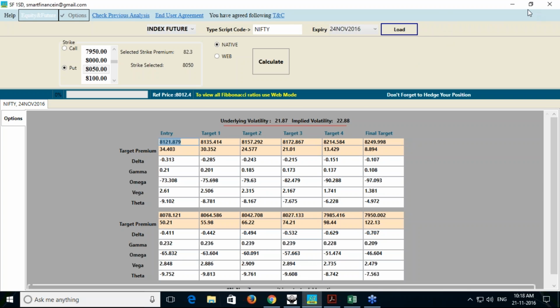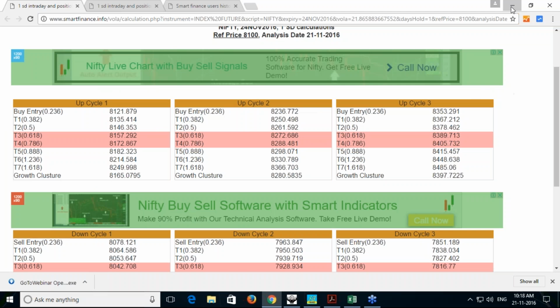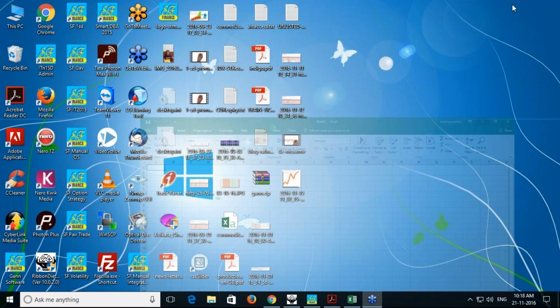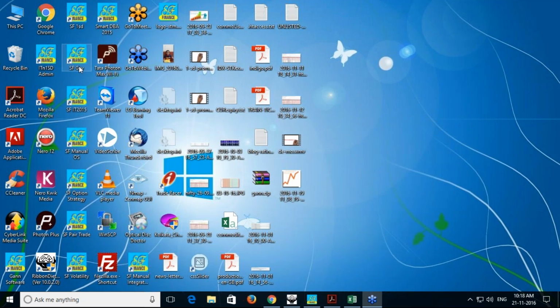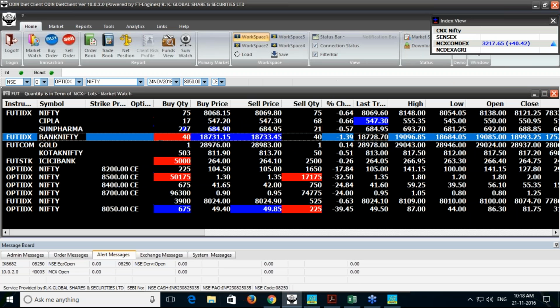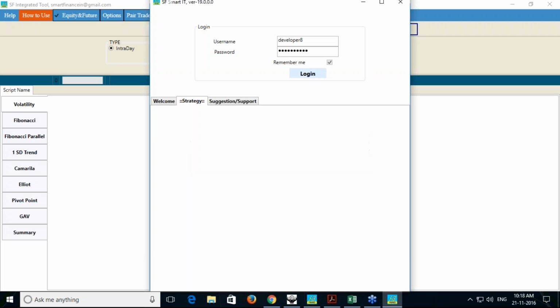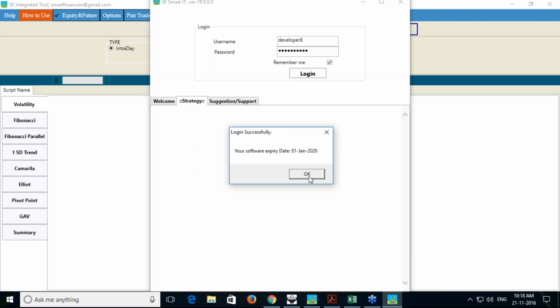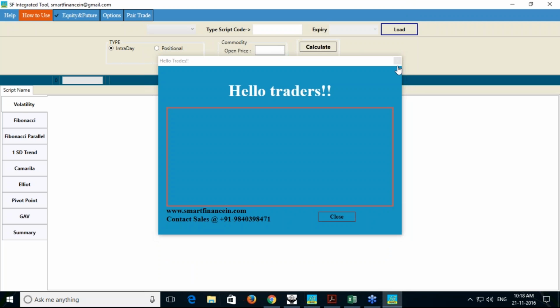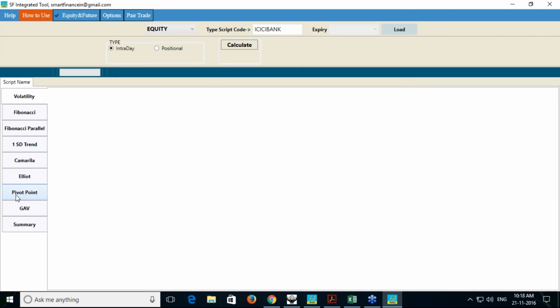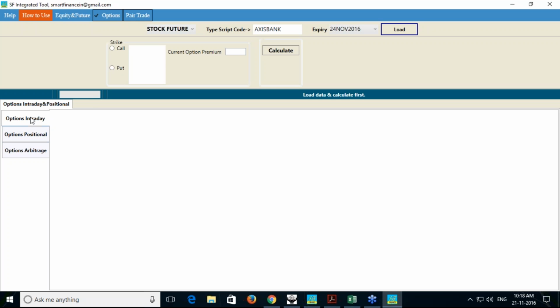But many other types of trades you can also initiate in options. If you are a buyer of our Smart IT tool, which is quite an advanced tool, we have many other options also. We have option arbitrage, and we have option positional. So if you are going for Smart IT, it has option intraday, positional and arbitrage.